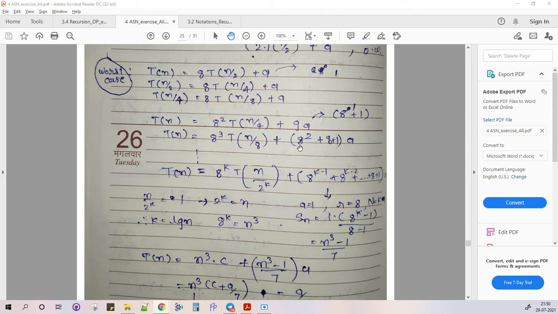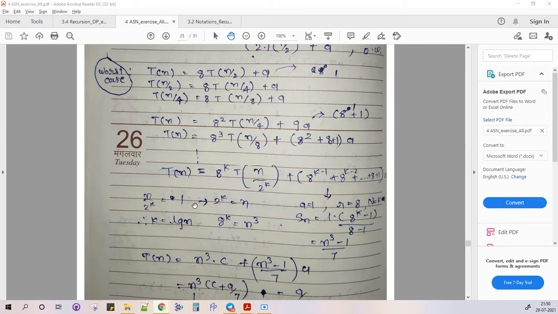Actually, my question is that here in the end we have T(n) in terms of n/2^k, right? So here n/2^k is one. Like we take it as one.